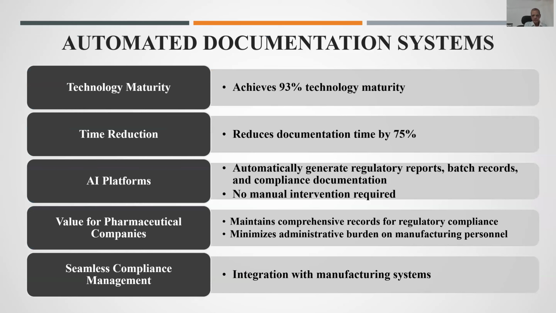The automated documentation system helps in technology maturity and time reduction in the documentation process, which was earlier a manual process and gets shifted to an automatically documented system where fewer and fewer errors are there. And this AI platform, that is, the artificial intelligence platform, can automatically generate and maintain regulatory reports, batch records, and compliance documentation without any manual interventions. That's a big benefit to the industry. The value for pharmaceutical companies is that regulatory compliance documentation is maintained with minimum administrative burden, and a seamless compilation of the data into the manufacturing systems is available.